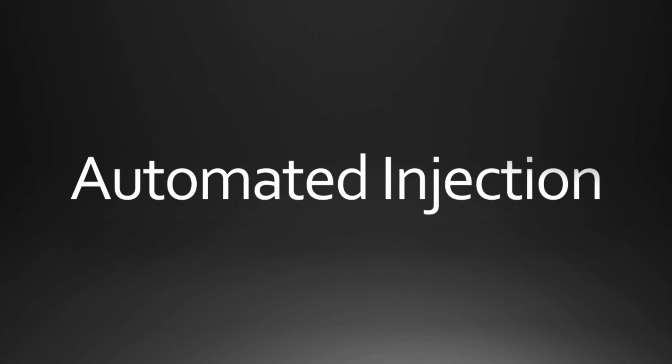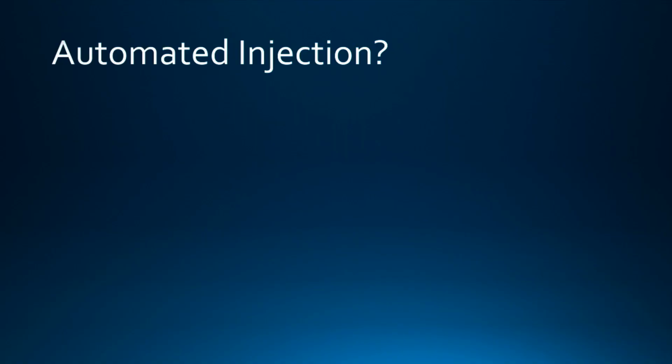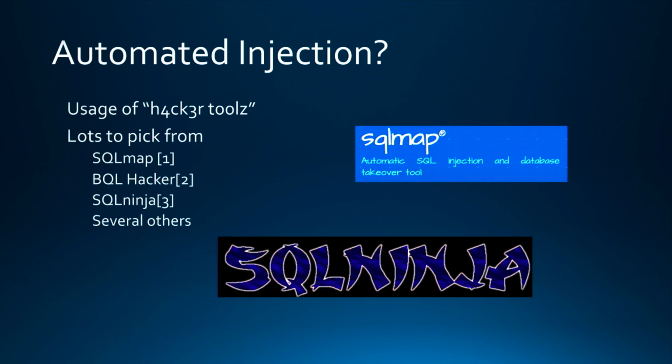So when it comes down to doing an actual injection, they're using automated tools. When we talk about automated tools, it's the idea of hacker tools. There's lots of these to pick from. SQLMap is probably the biggest one that I was able to find. It's included with a couple of vulnerability libraries. The particular one's called Metasploit.